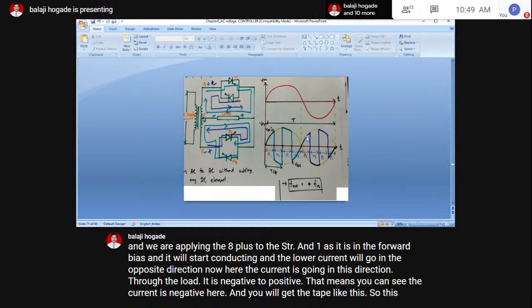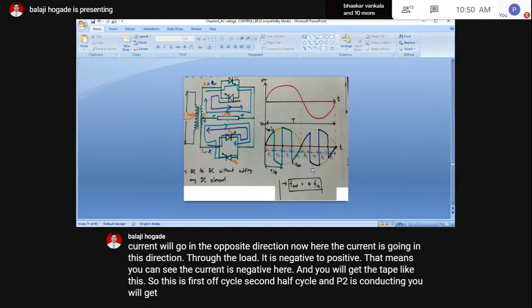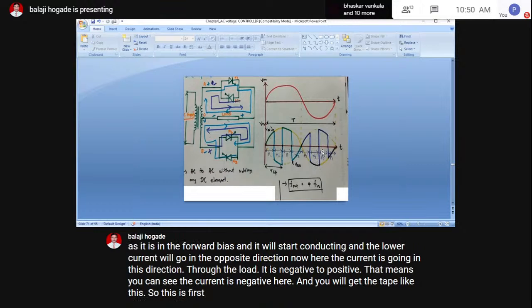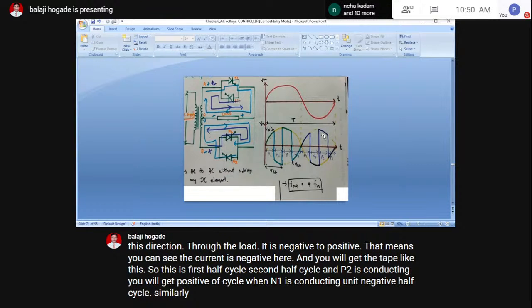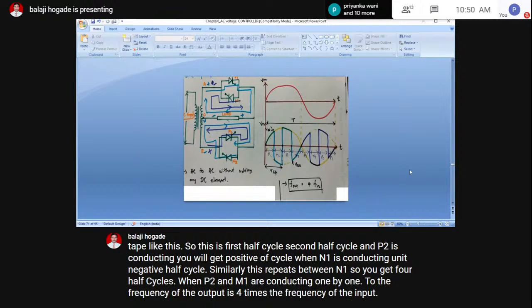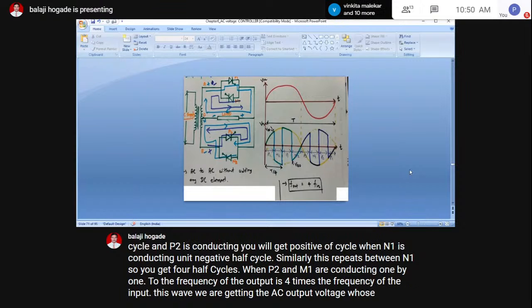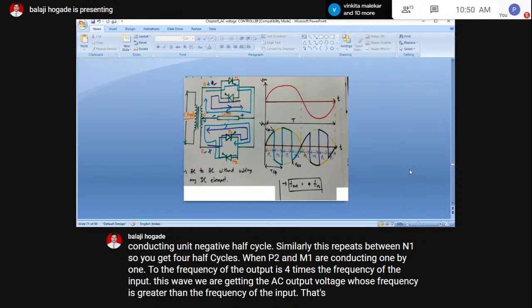So this is first half cycle, second half cycle. When P2 is conducting, you will get positive half cycle. When N1 is conducting, you will get negative half cycle. Similarly, this repeats P2 and N1. So you get 4 half cycles when P2 and N1 are conducting one by one. So the frequency of the output is 4 times the frequency of the input. This way we are getting the AC output voltage whose frequency is greater than the frequency of the input. That's why it is called as a step-up cycloconverter.